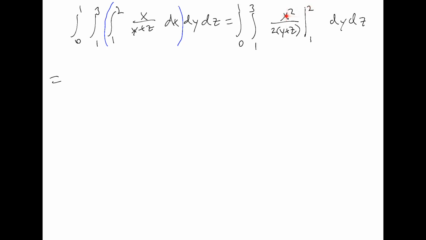So let's see what happens. If I plug 2 in, I get 4 over 2. And if I plug in 1, I get 1 over 2. And I have to subtract those 2, because it's that one plugged in minus that one. So I will get a factor 3 over 2, and I will take that factor out of the integral. So I'm doing like 2 steps at once. So if you don't follow me, please pause the video and see if you get the same thing as what I did.